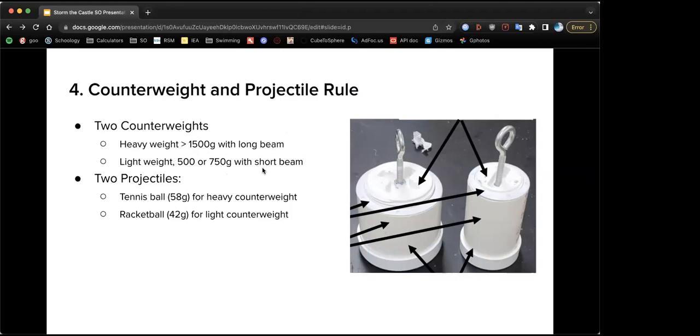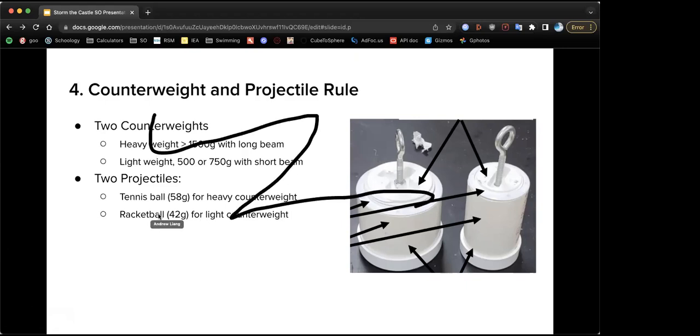The projectiles were usually the same throughout the competitions. The heavier ball was the tennis ball, and the lighter ball was the racket ball, which is basically a rubber ball. So basically, you're using two different projectiles for two different weights and two different beams.